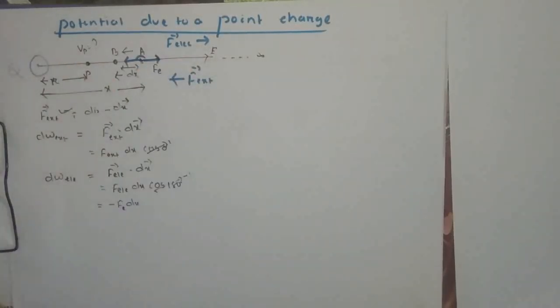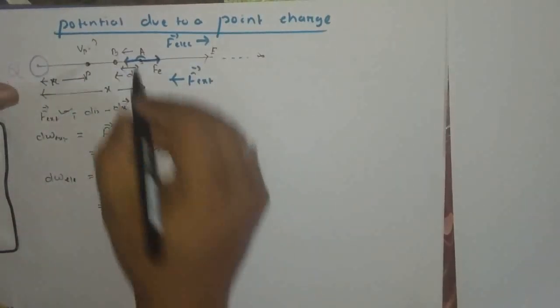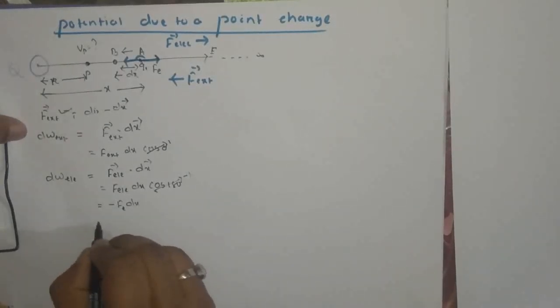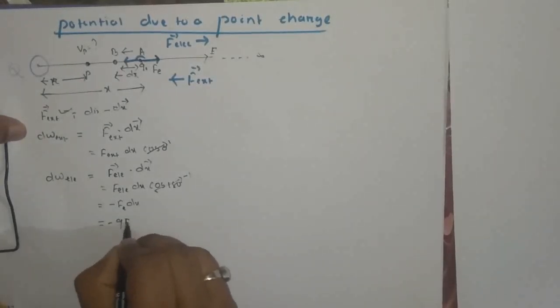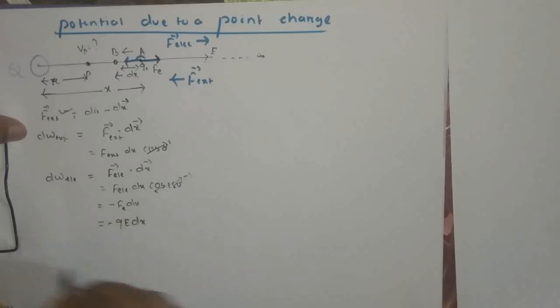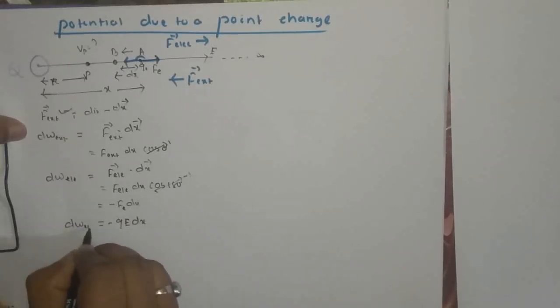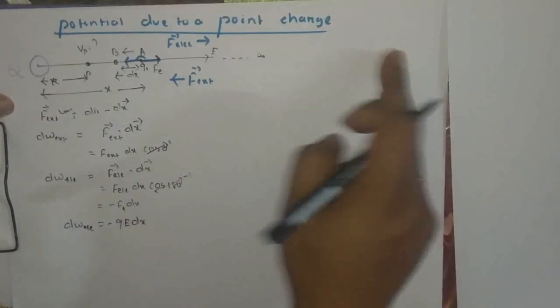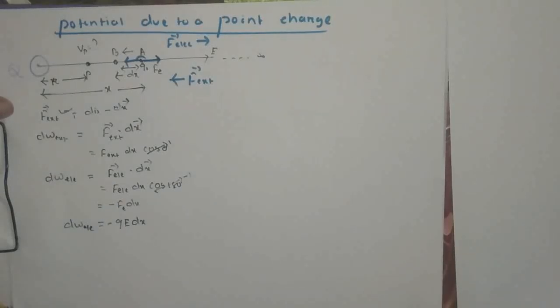But what is the force? As we know, the electric force acting on the test charge, let the charge here be Q naught, then I will write F is Q naught E. That means minus Q naught E dx. This is my elementary work done due to the electric force. I want to know, so from infinity to the point P, what is the work done?